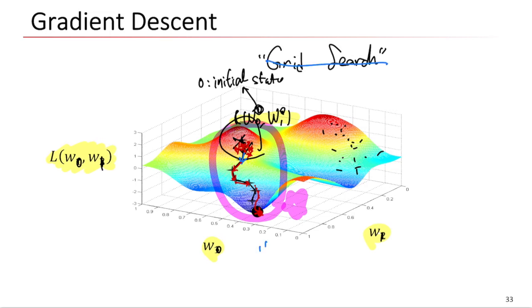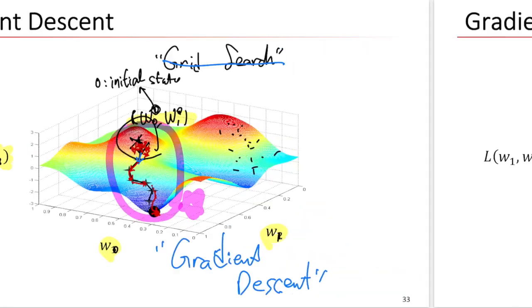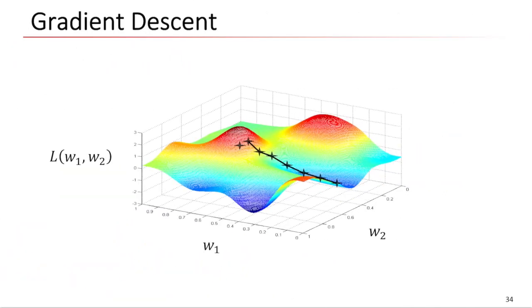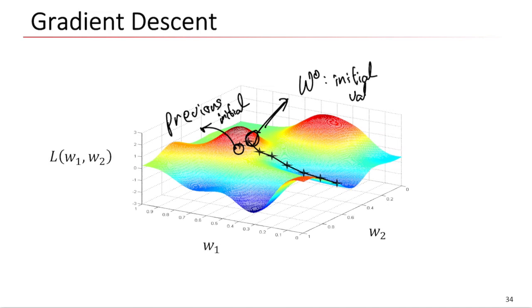Let's say this is gradient descent. What if we start from a different initial state, a different initial point? Let's say this is the previous initial value. What if we start from these initial values? Let's say W0 initial values.